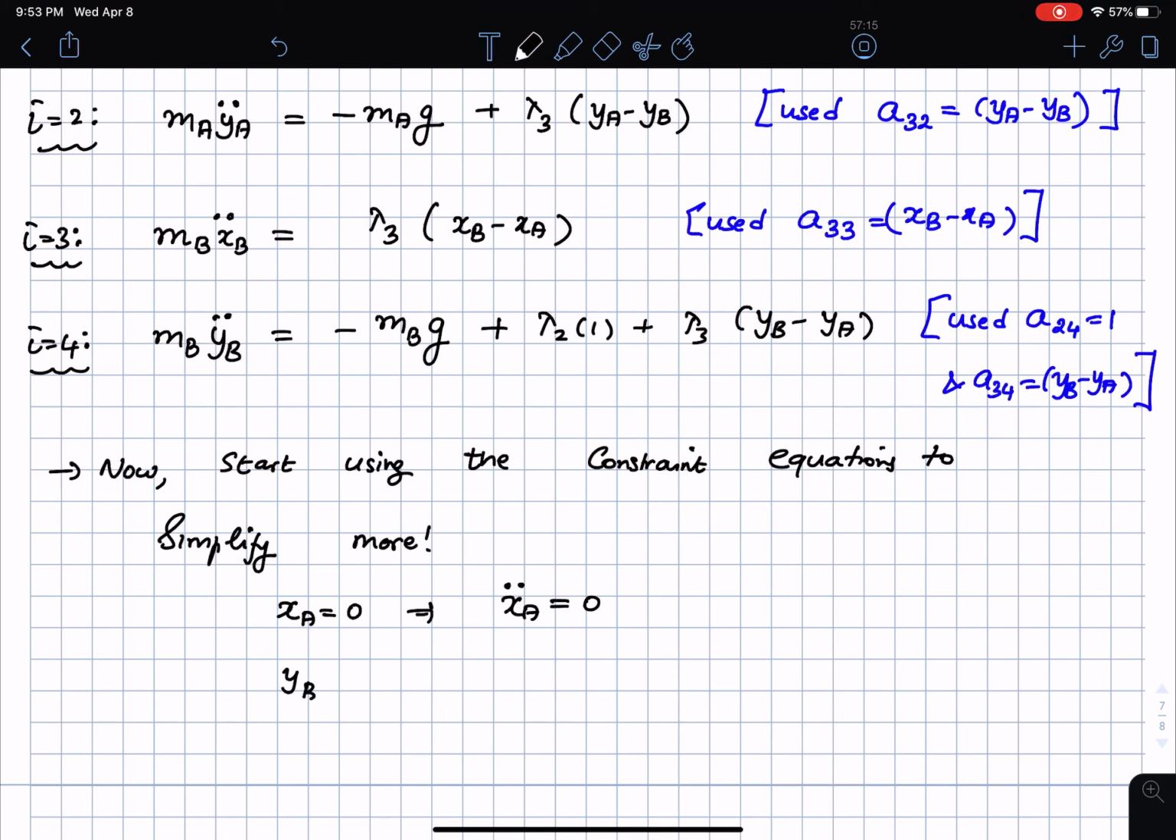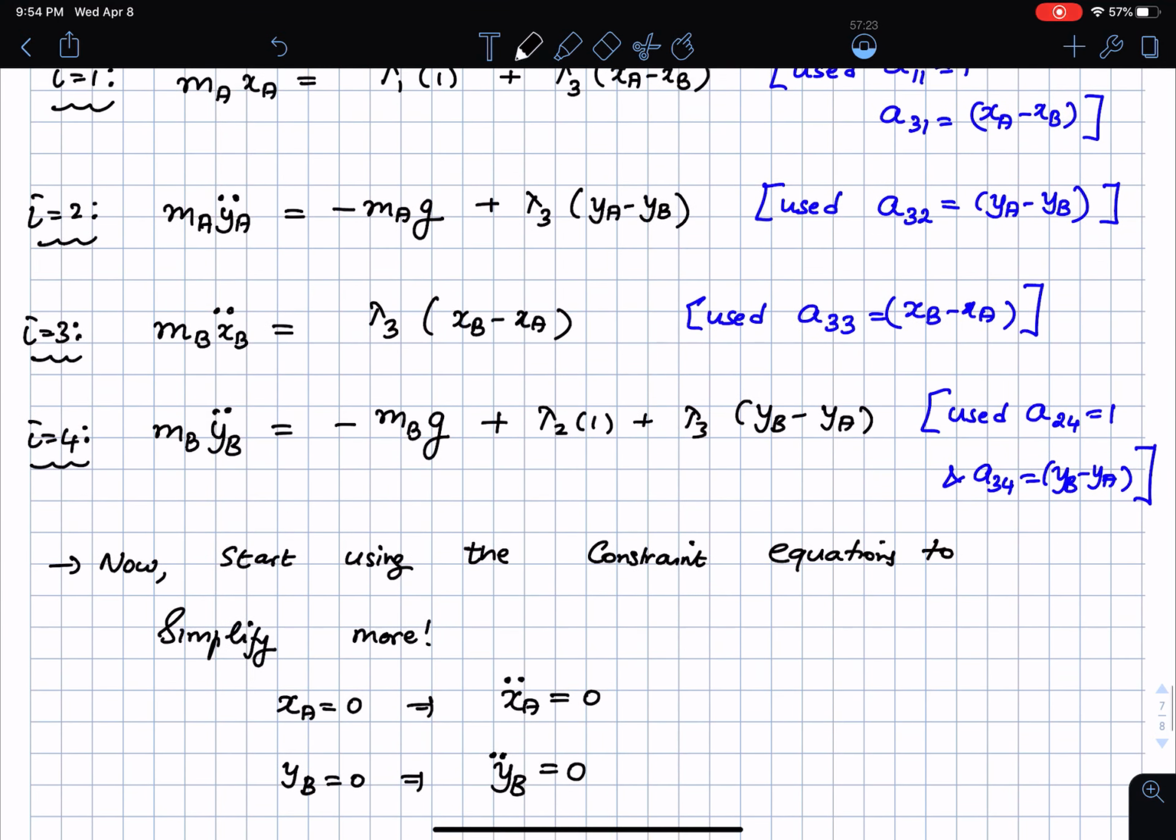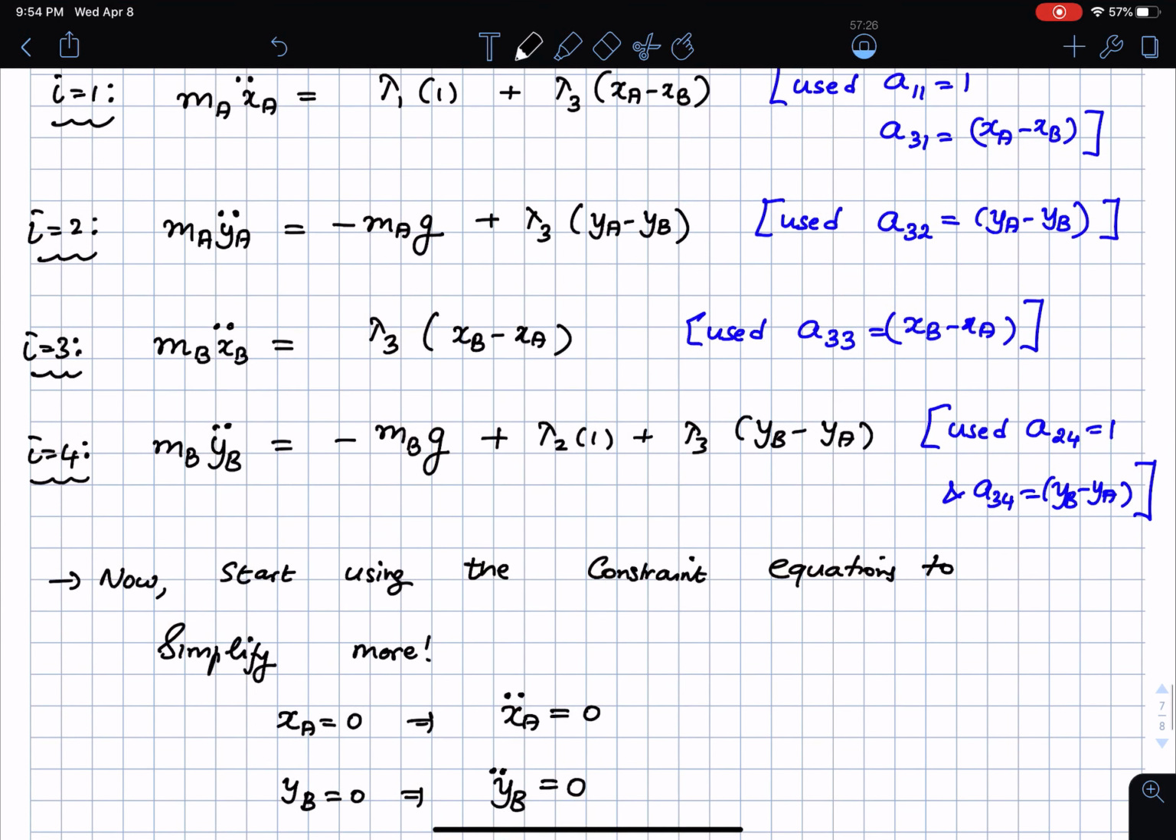I have yb is equal to 0, which means that yb double dot is equal to 0. So wherever I see these kinds of terms, I immediately see that xa is right there. So I'm just going to strike off some of these things. So that term is going to be gone. Wherever I have an xa, that term is also going to be gone. Then wherever I have a yb, that term is going to be gone. And you see that if I have an xa, that term is also going to be gone. If I have a yb double dot or a yb, that term is going to be gone, and that term is also going to be gone. This is by making use of the constraint equations.